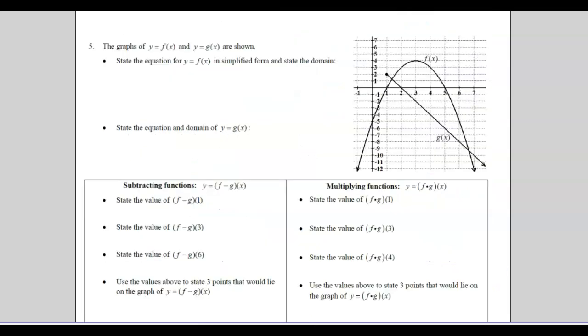Now we've got a quadratic and a linear, but with a restricted domain on the linear. All right, so it says state the equation for f of x in simplified form. So you might get it in vertex form, and then you'll have to expand out. You might get it in factored form, and then you expand out. Doesn't matter. You decide which way. I'd probably use vertex form.